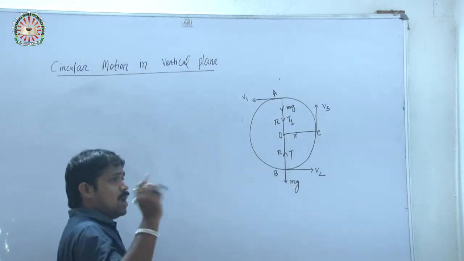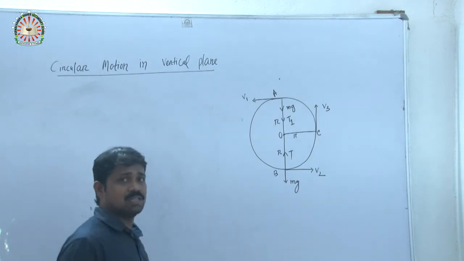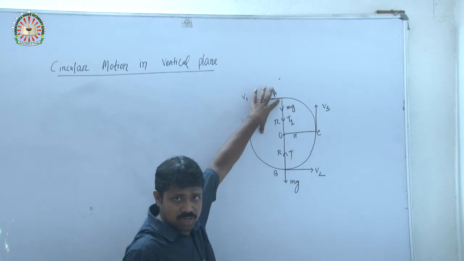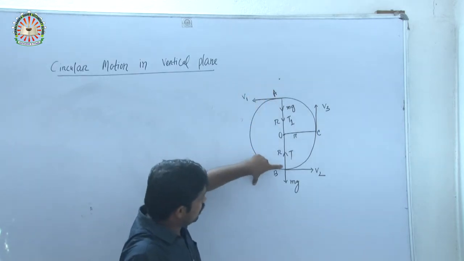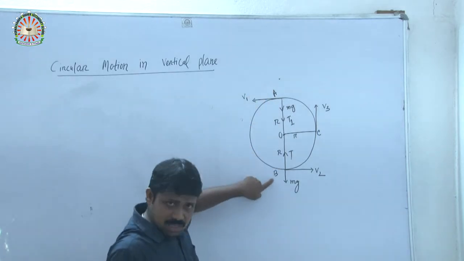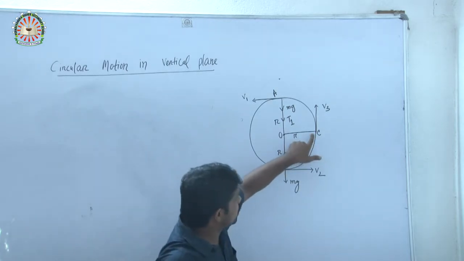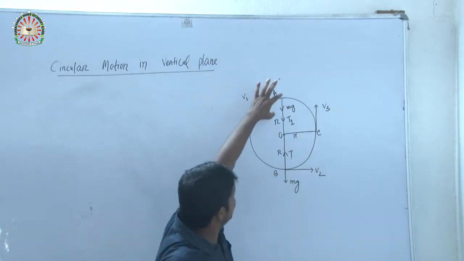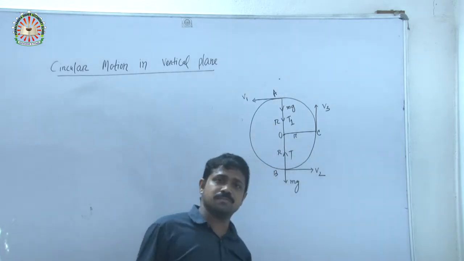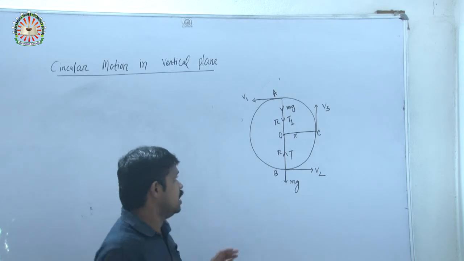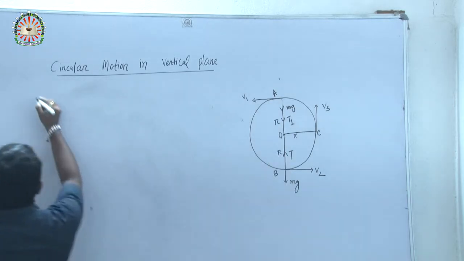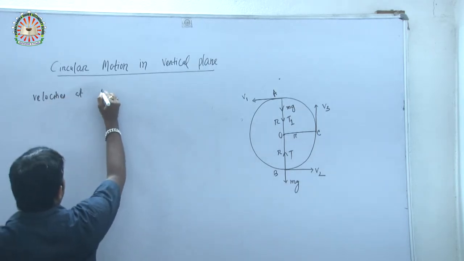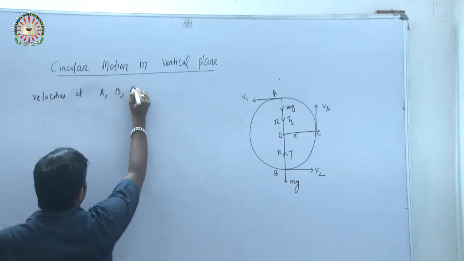Clear? Okay, so what are the things we are going to calculate? Now we are going to calculate the velocities. Clear? First of all, we have to calculate the velocity at the topmost point A. Next we are going to calculate the velocity at the bottom point B. And next we are going to find out the velocity at point C, that is the midpoint between the topmost position and the bottom position. Understood all of you? Clear? So we are going to find out the velocities at A, at B and at C.